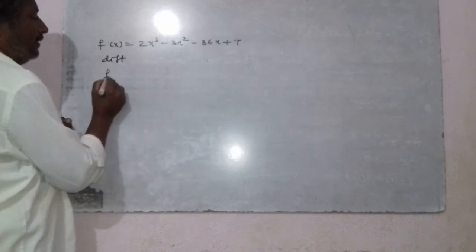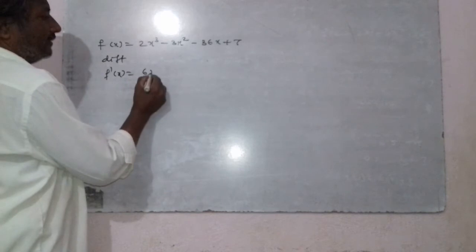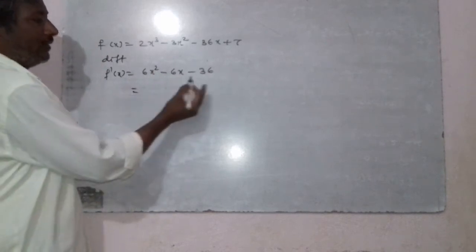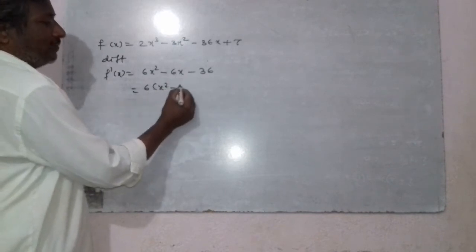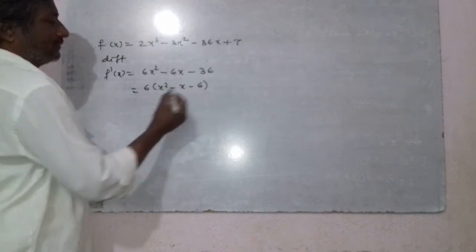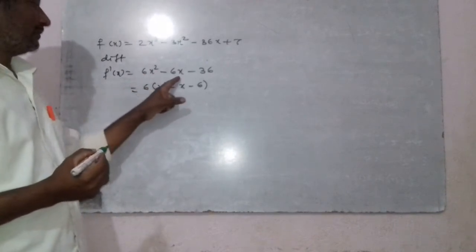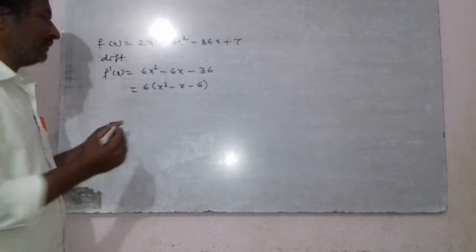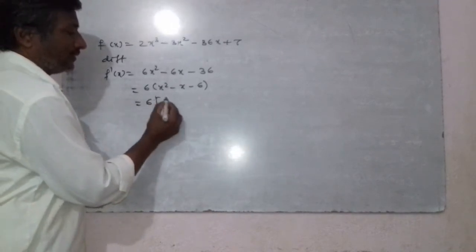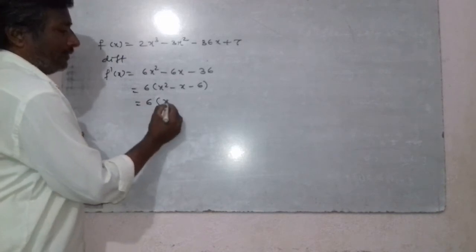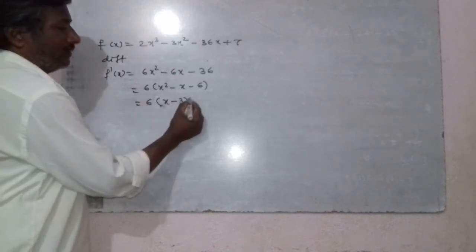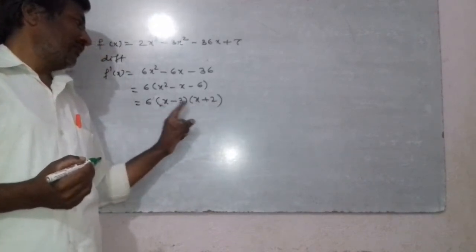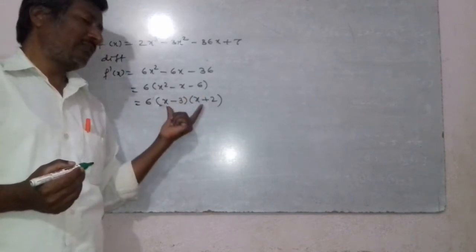f dash x equals 6x square minus 6x minus 36, or take 6 common: 6 into x square minus x minus 6. So now find the factors of this: 6 into bracket x minus 3, x plus 2. These are the two factors of x square minus x minus 6.